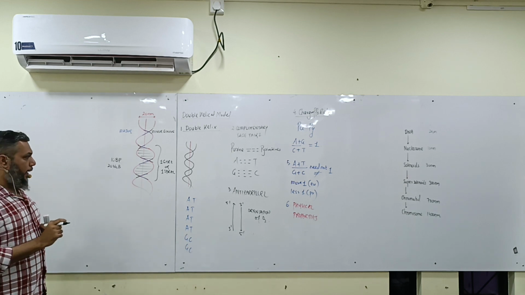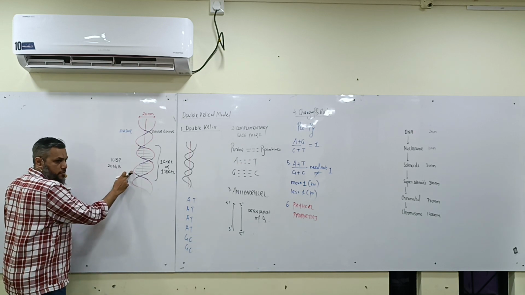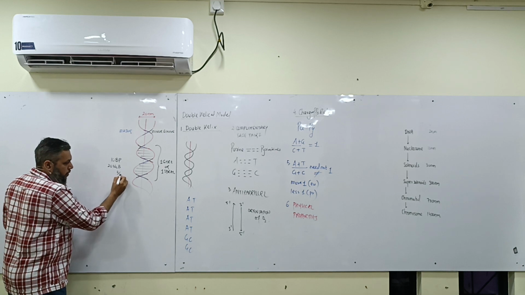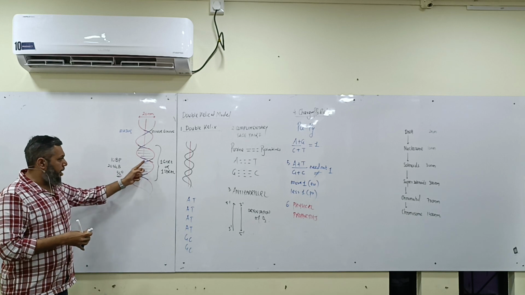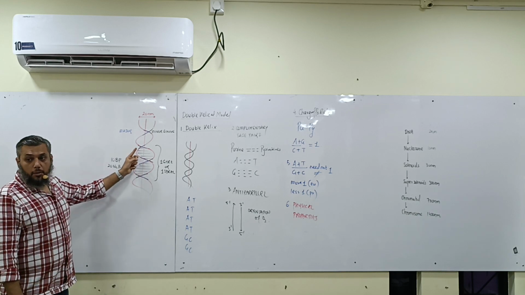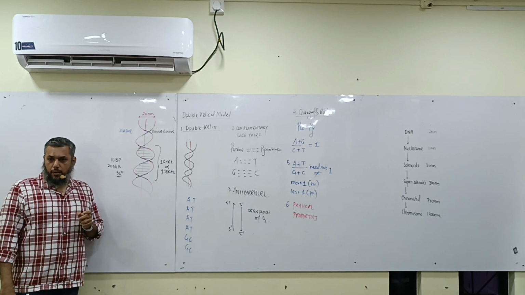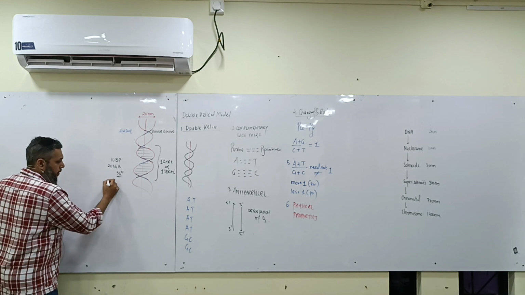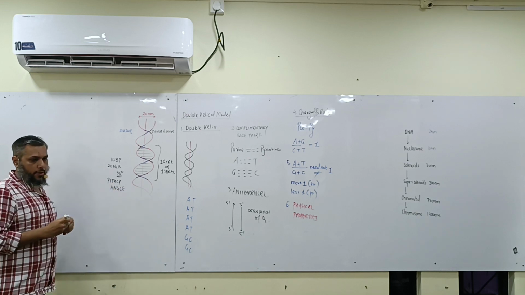And the angle between two base pairs, one above another, is about 36 degrees. So by the time you complete the 10 nitrogenous base pairs, you make a complete turn of 360 degrees. Understood? That is called the pitch angle of the DNA.